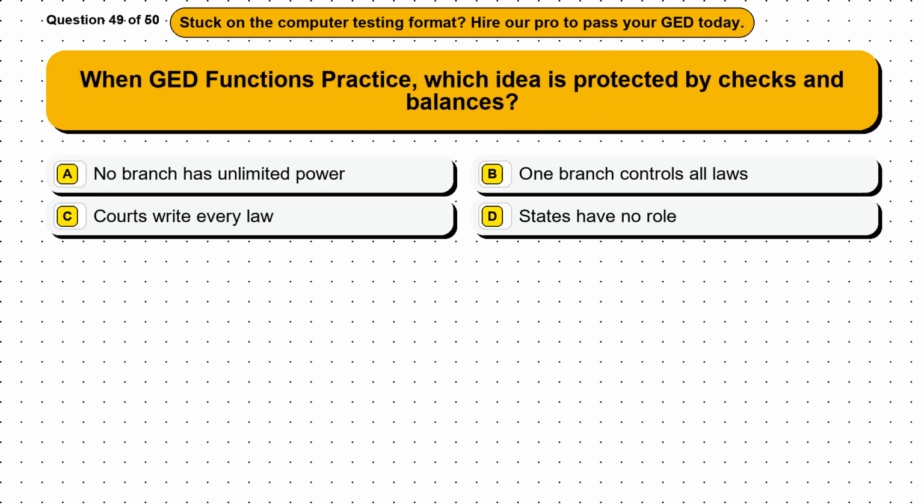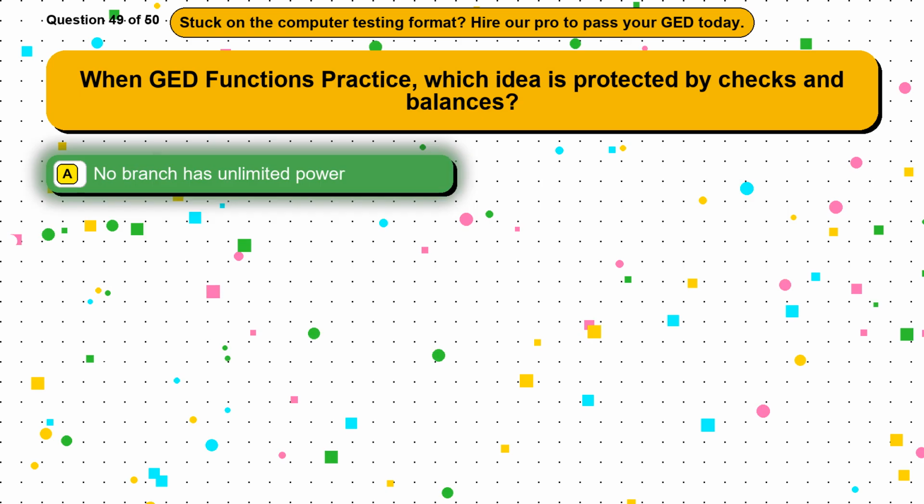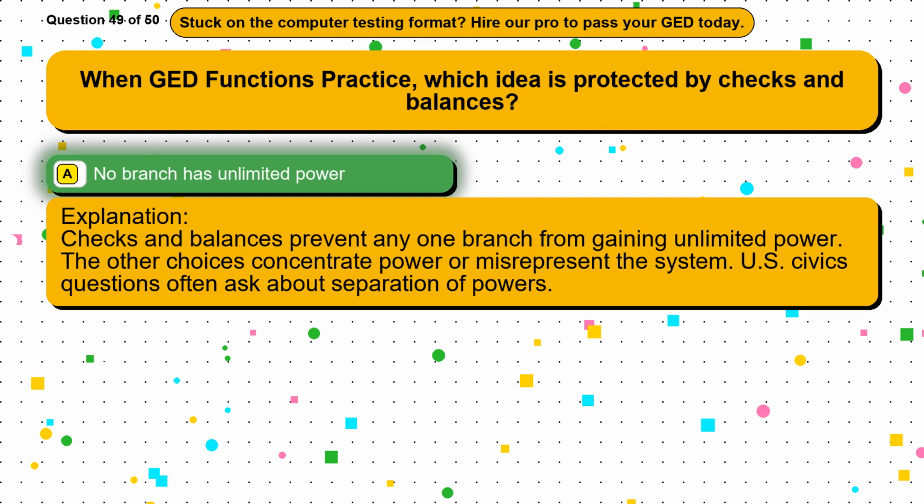Question 49. When GED functions practice, which idea is protected by checks and balances? Option A. No branch has unlimited power. Option B. One branch controls all laws. Option C. Courts write every law. Option D. States have no role. The correct answer is option A. No branch has unlimited power. Checks and balances prevent any one branch from gaining unlimited power. The other choices concentrate power or misrepresent the system. U.S. civics questions often ask about separation of powers.